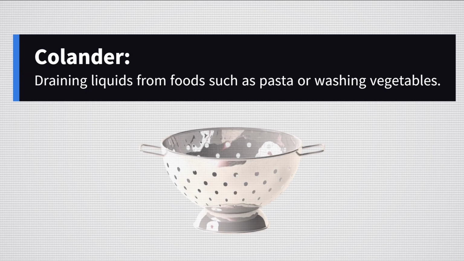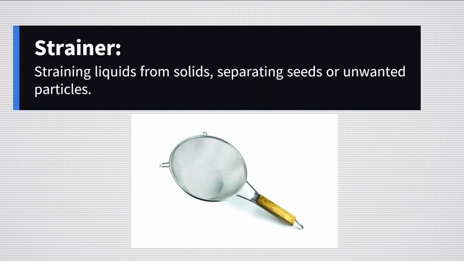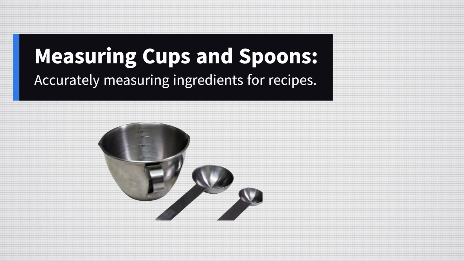Colander. Used for draining liquids from foods such as pasta or washing vegetables. Strainer. Used for straining liquids from solids, separating seeds or unwanted particles. Measuring cups and spoons. Used for accurately measuring ingredients for recipes.